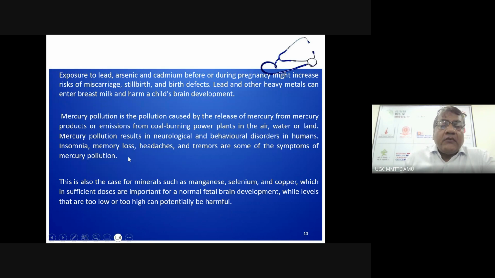Now, this is also the case for minerals such as manganese, selenium, and copper. These are the minerals which in sufficient doses are important for normal fetal brain development. These three, manganese, selenium, copper, in a sufficient dose are important for a normal fetal brain development, while levels that are too low or too high can potentially be harmful. These minerals can also be harmful if they are in too low or high doses.